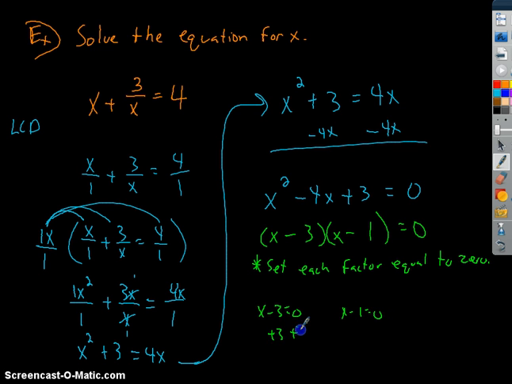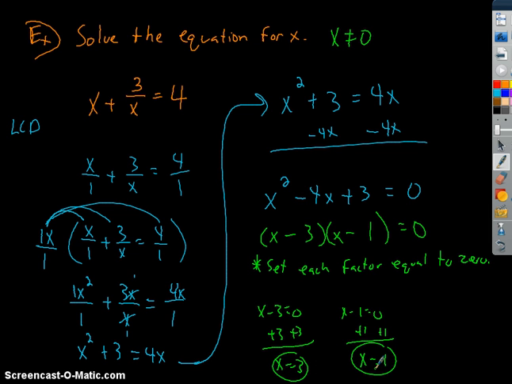So if that's the case, x has to be 3, and x has to be 1. So those are two solutions to that equation. Now we should check those solutions to make sure that none of those are extraneous solutions. But we already decided which solution didn't work. We decided x could not equal 0. So since I already know x can't be 0, and neither of these answers are 0, they both should work.